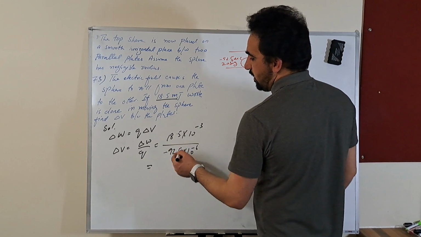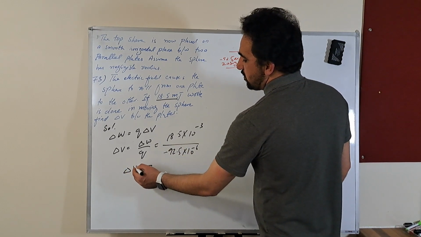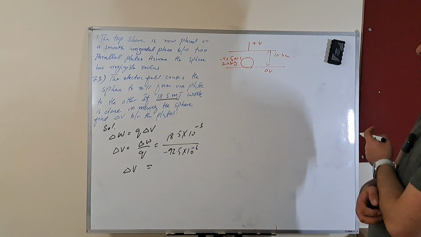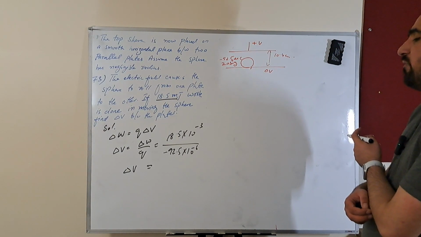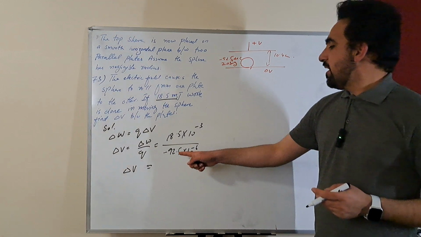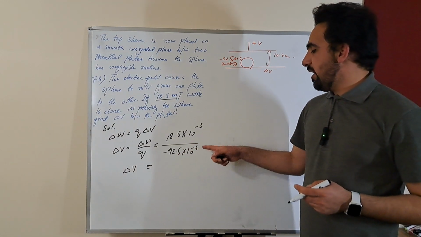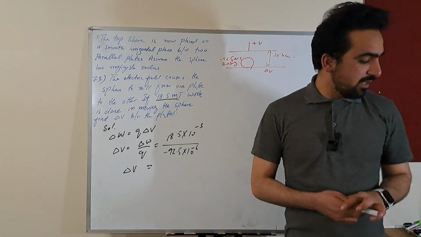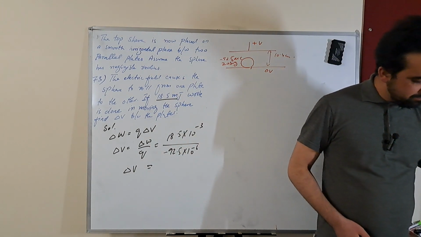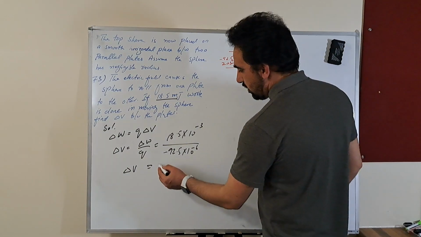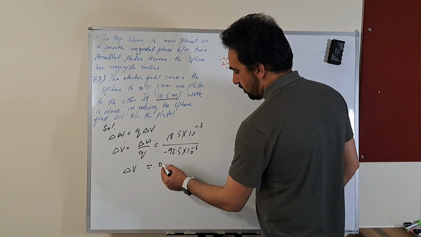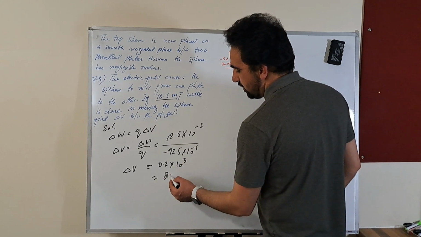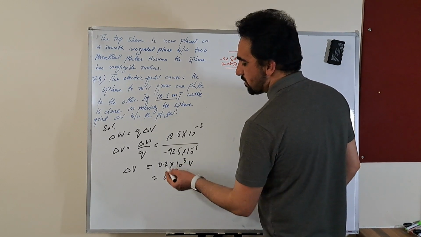So what do we get? Change in potential is equal to, if you divide 18.5 by 92.5, and we got 10 to the power minus 3 plus 10 to the power 6, that will be 10 to the power plus 3. We get 0.2 times 10 to the power 3, which is basically 200 volts. Okay.